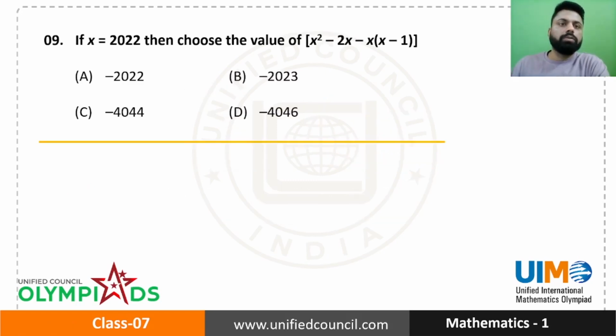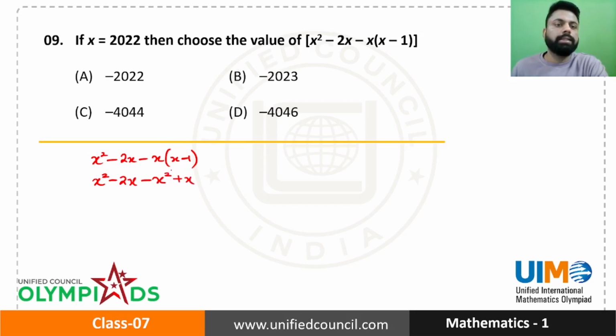If x is 2022, then choose the value of x square minus 2x minus x multiplied by x minus 1. So generally what the mistake that students do is they directly put the value of x. But first of all, let's solve it. X square minus 2x, this will be minus x square plus x. So x square will get cancelled out. Minus 2x plus x is minus x. So the value is equal to minus of 2022. That's how we can solve.